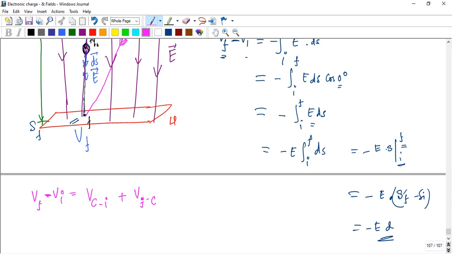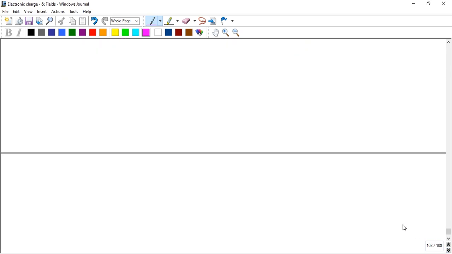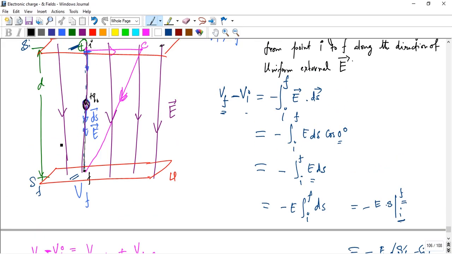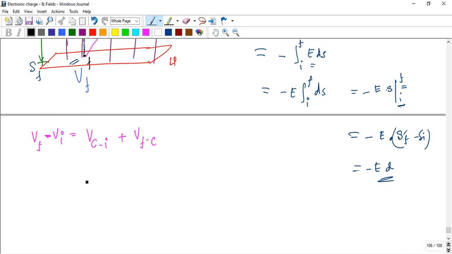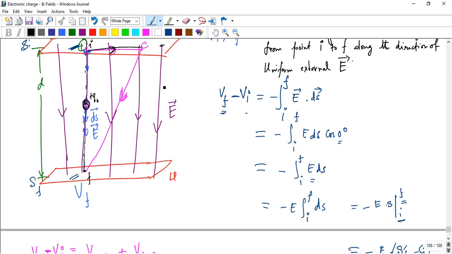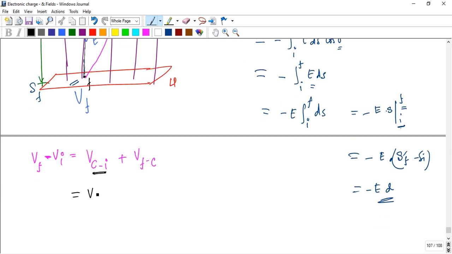Now let us calculate the potential here, if the test charge moves along this pink color path. You see that when the test charge moves from I to C, it is moving on the same equipotential surface. Since it is the same equipotential surface, Vc minus Vi, both values are the same, so they cancel. The potential Vc is equal to Vi.